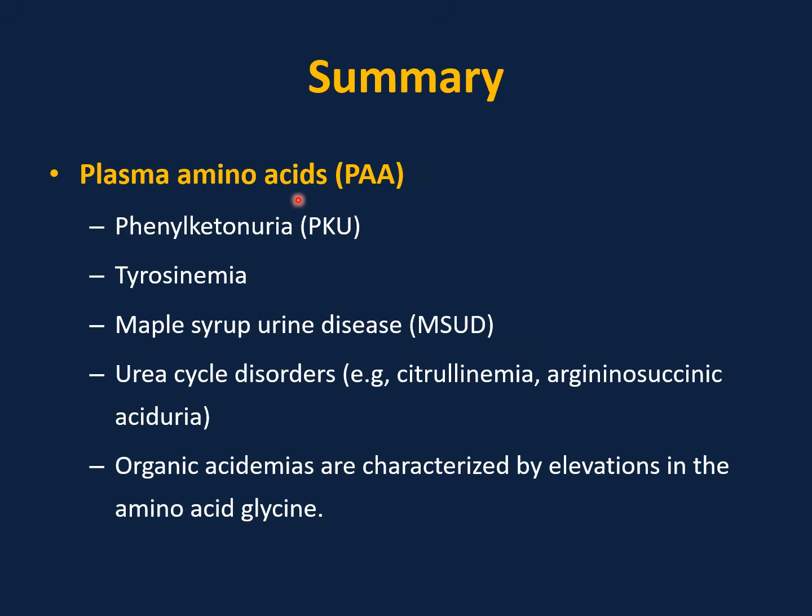Plasma amino acids, very helpful test for diagnosing many metabolic disorders. For example, phenylketonuria, you will see the phenylalanine is elevated, tyrosinemia, elevated tyrosine level, maple syrup urine disease, elevated leucine, for example, urea cycle disorder, citrullinemia, elevated citrulline, organic acidemia is associated with elevated glycine. So when you send plasma amino acids, you need to know what to expect.